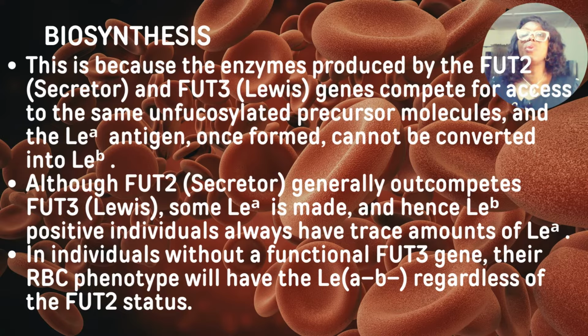For individuals without a functional FUT3 gene, even if they have the FUT1 gene and FUT2 gene, they will not be able to produce either Lewis A or Lewis B antigen. And these individuals will have the Le(a-b-) phenotype, regardless of their FUT2 status.